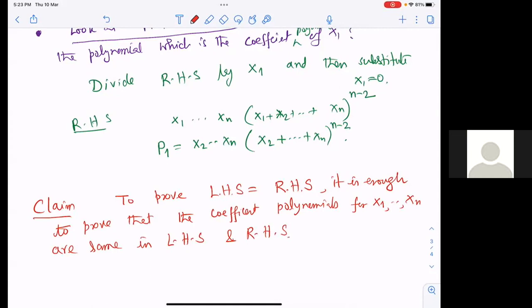We are giving a recipe instead of proving it directly by probing into every such monomial. It will be enough if we just argue that collect the coefficient polynomial of the variable x1 from both sides, coefficient polynomial of the variable x2 from both sides, and so on, and prove that they are individually equal. That will suffice. If you can convince me, then I will be convinced that these two polynomials must be same. So why?